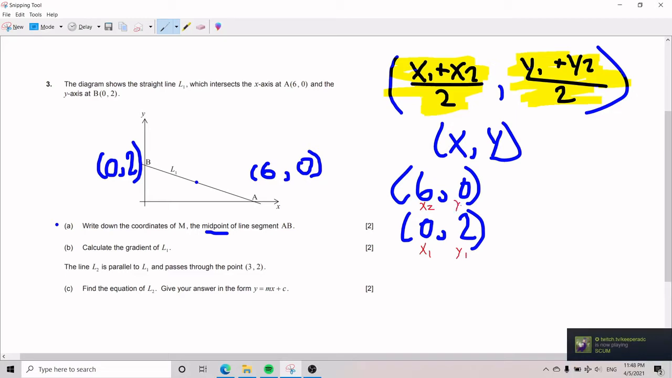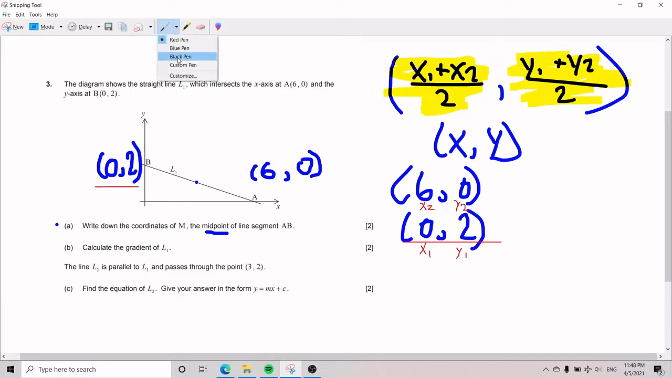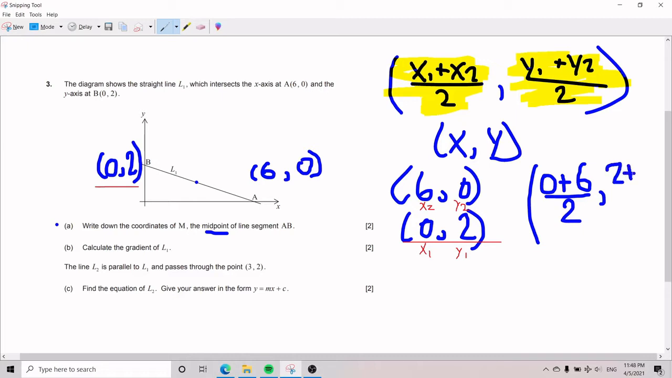This is completely arbitrary. You choose which one is which. I chose to do it this way because the (0, 2) shows up first on the line. It's more on the left side. But again, as long as you're consistent, you can do it whichever way you want. And so I'm going to plug in these values for the midpoint. And so I end up with my x1 being 0 plus my x2 being 6 divided by 2, comma, my y1, which is 2, plus my y2, which is 0, whole thing divided by 2.